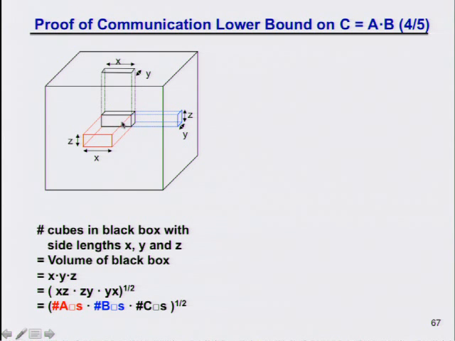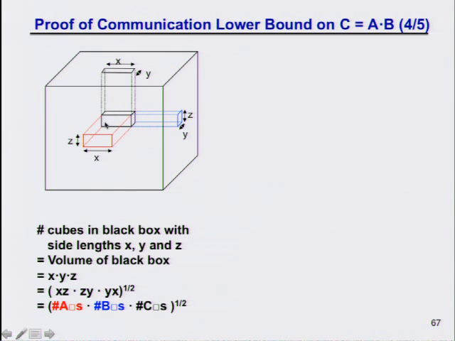Suppose this is just a brick, and the dimensions of the brick are x by y by z. So how many entries of A do I need? Well, it's just the area of this face of the cube, z times x. How many entries of B do I need? It's just this face of the brick. It's y times z. How many entries of C do I need? It's x times y. So it's just these areas.